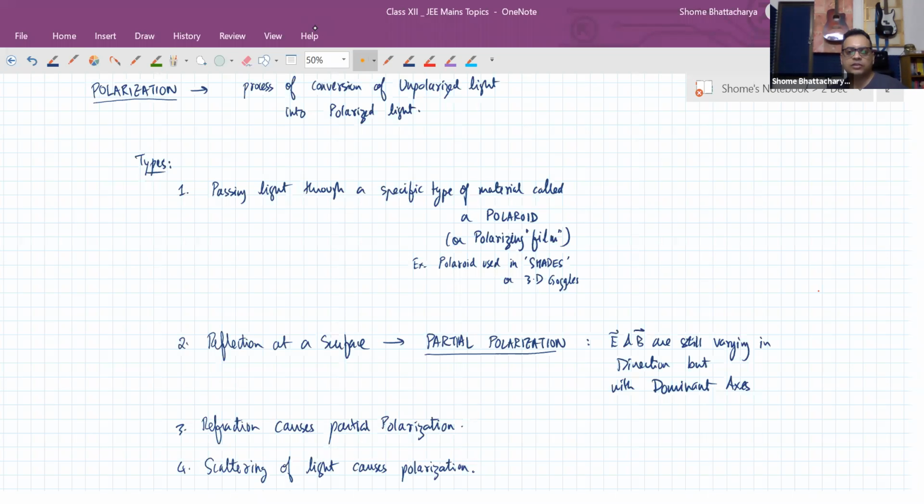So the main important one for us here is the process of polarization by passing it through materials called polaroids. So how do polaroids function? Let's try to understand.